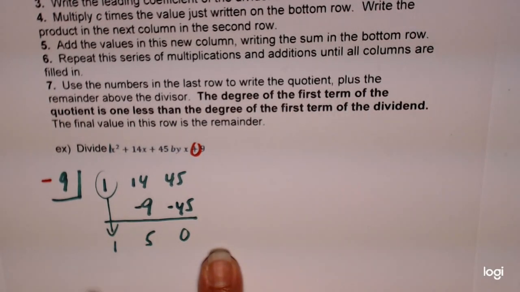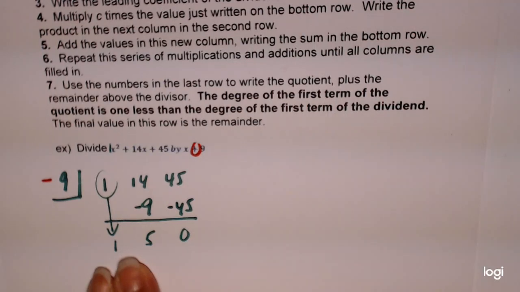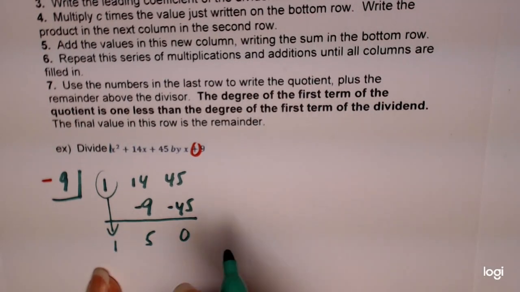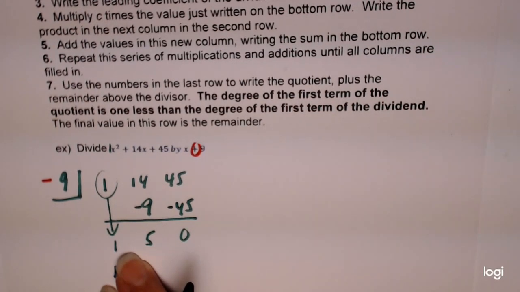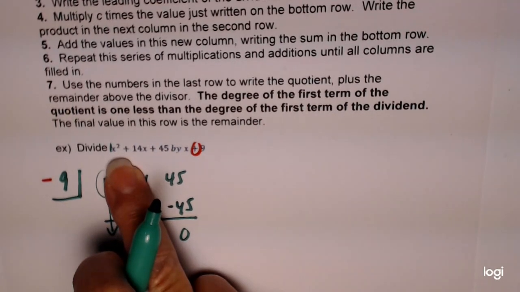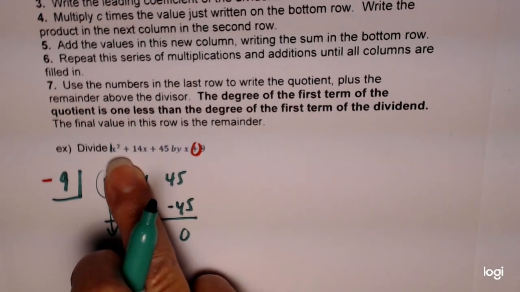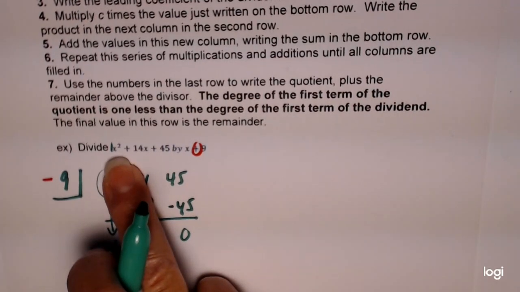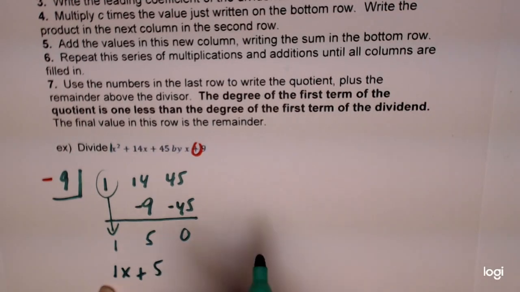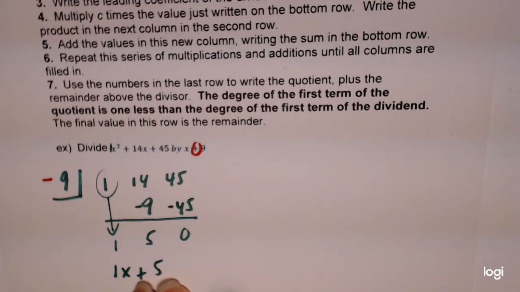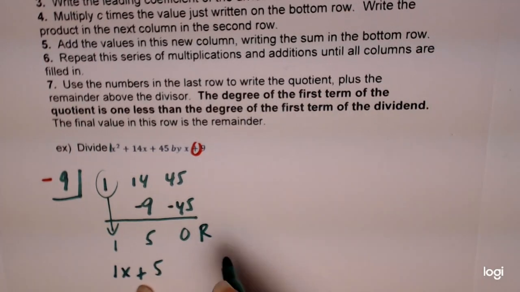This is our answer. Notice there's no variables here. To write our answer with variables, we take the coefficients, go back to our dividend, and go 1 less in our exponent. We started with x squared, so this is going to be x plus 5, because the last is just a plain constant, and then this 0 is the remainder. There's no remainder, so we are done here.